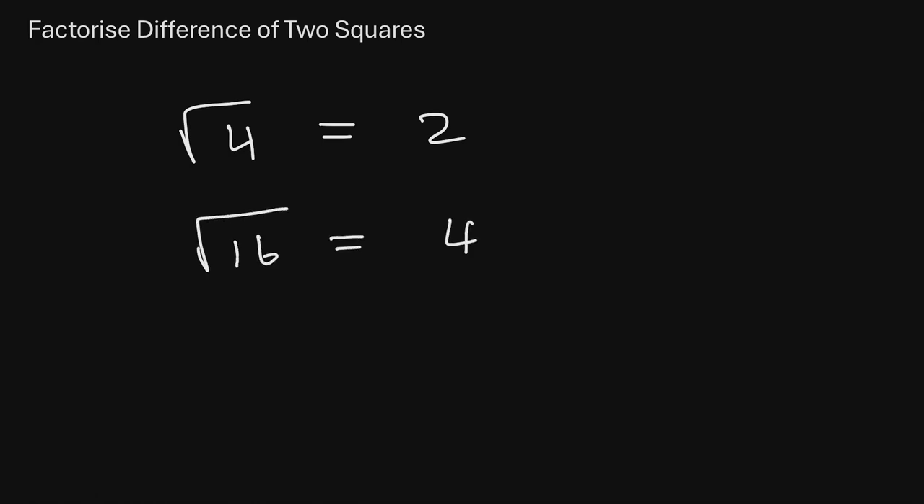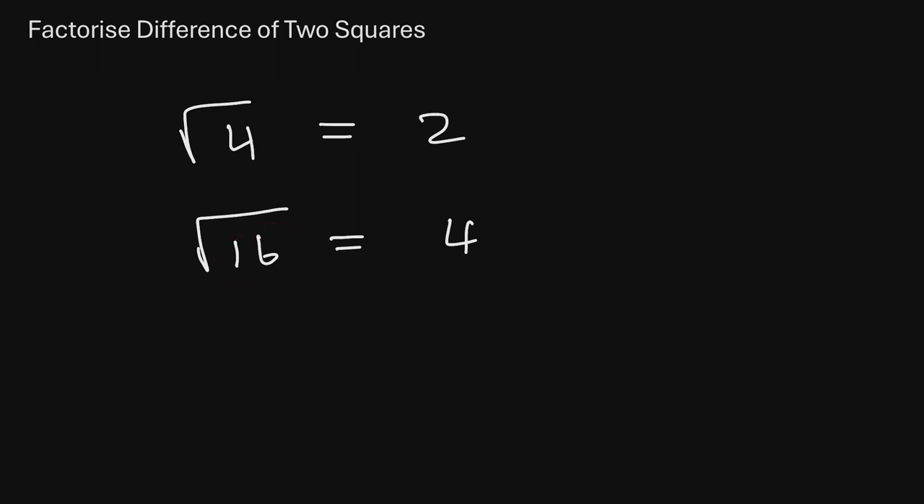For example, if you say the square root of 4, if 4 is a perfect square, the answer that you get is just going to be a whole number, which is 2. So therefore, 4 is a perfect square. For example, the square root of 16 is equal to 4. So therefore, 16 is a perfect square.